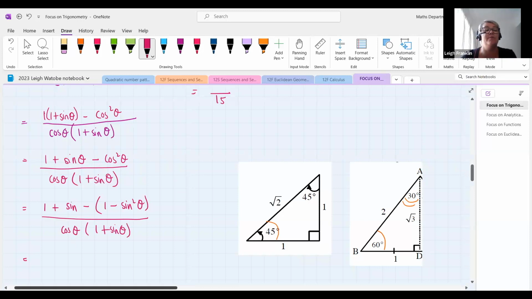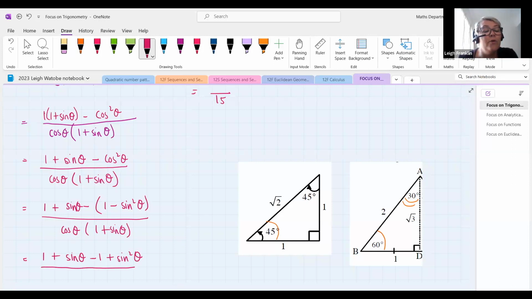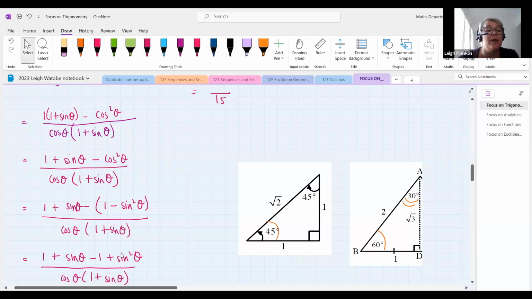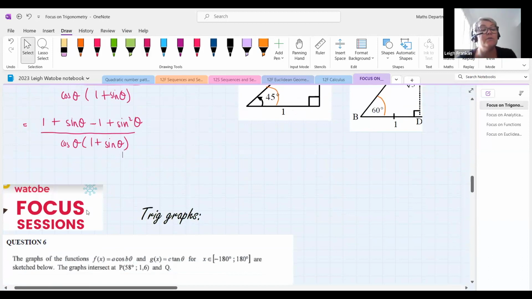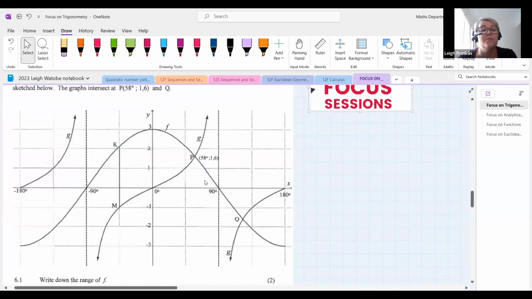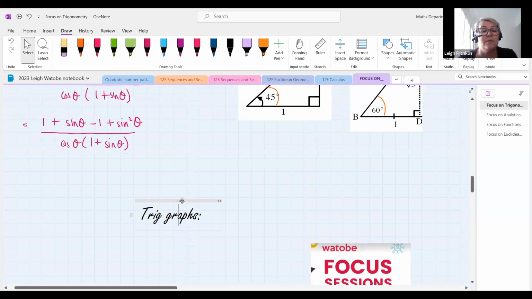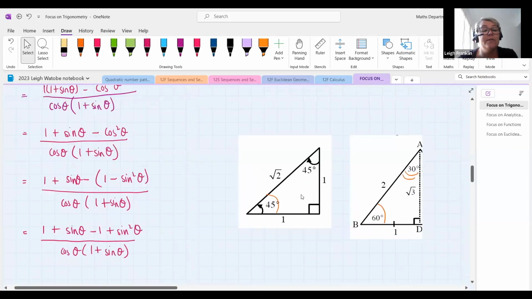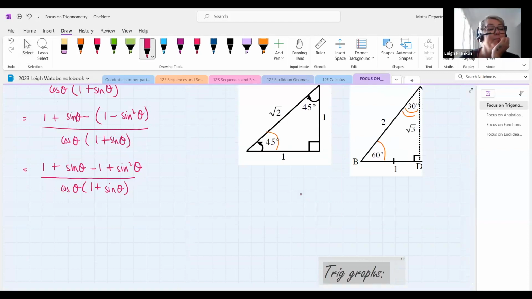So now we need to get rid of our brackets. Okay, so this would give us 1 plus sine theta minus 1 plus sine squared theta, all over cos theta times 1 plus sine theta. So now in your numerator, let's just move all our stuff out the way here. In our numerator here, we've got sine squared theta plus sine theta over cos theta times 1 plus sine theta.